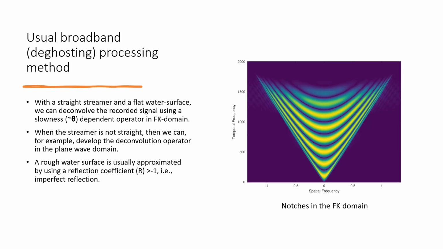In usual deghosting processing, you have a single value, which is your reflection coefficient, which you plug into your algorithm at the start, and that is used for multiple shots. You also have a numerical damping or numerical water level, which is used to compensate for imperfections in the operator or the data. Usually it's considered to be just to compensate for noise.